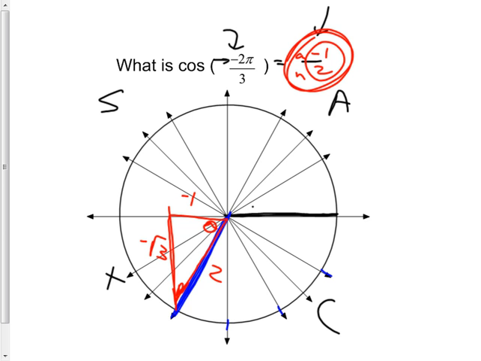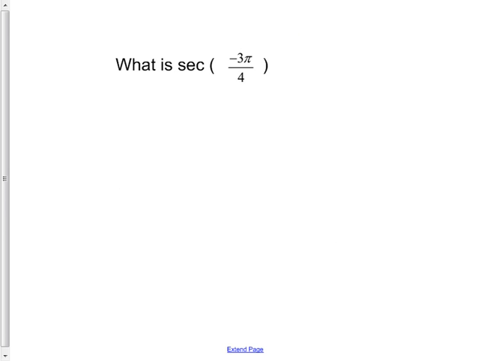Hard to get your brain in gear after a long weekend, isn't it? All right. Yeah, especially when it's nice out like that.